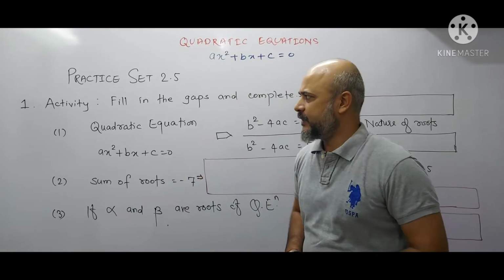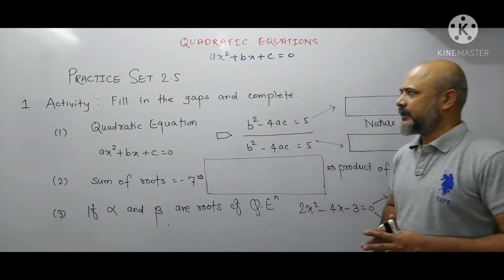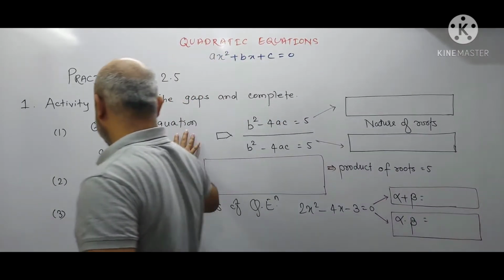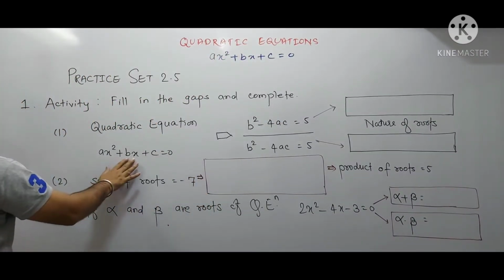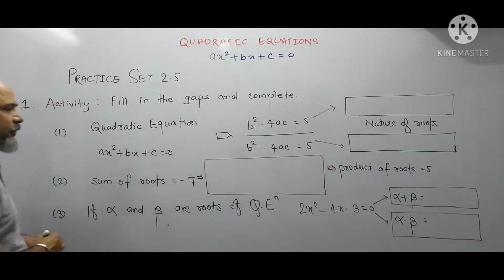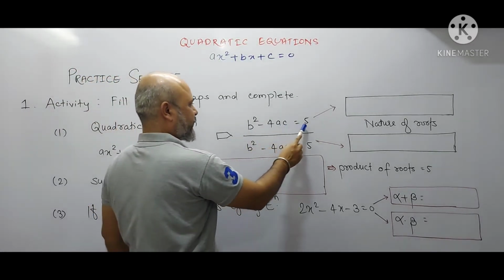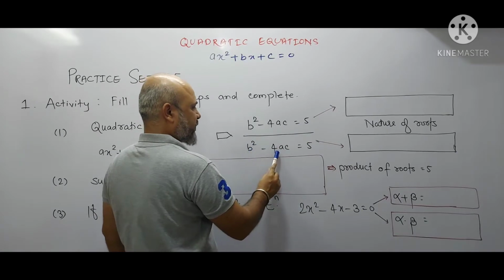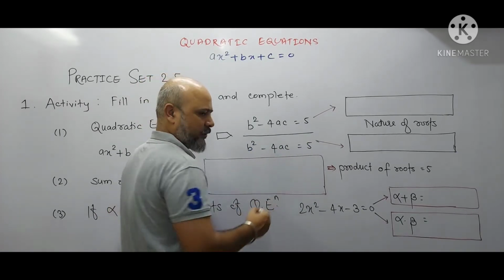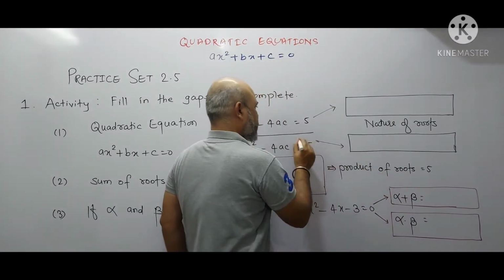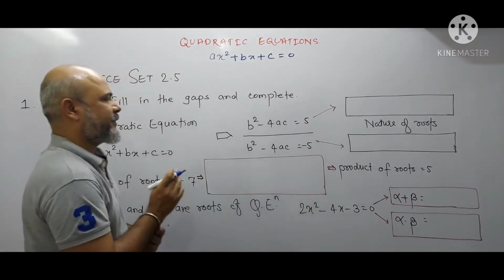So very first question is activity. You have to fill in the gaps and complete. First is quadratic equation ax square plus bx plus c is equal to 0. Here b square minus 4ac is equal to 5 and b square minus 4ac is equal to minus 5. Okay. So this is plus 5 and this is minus 5.